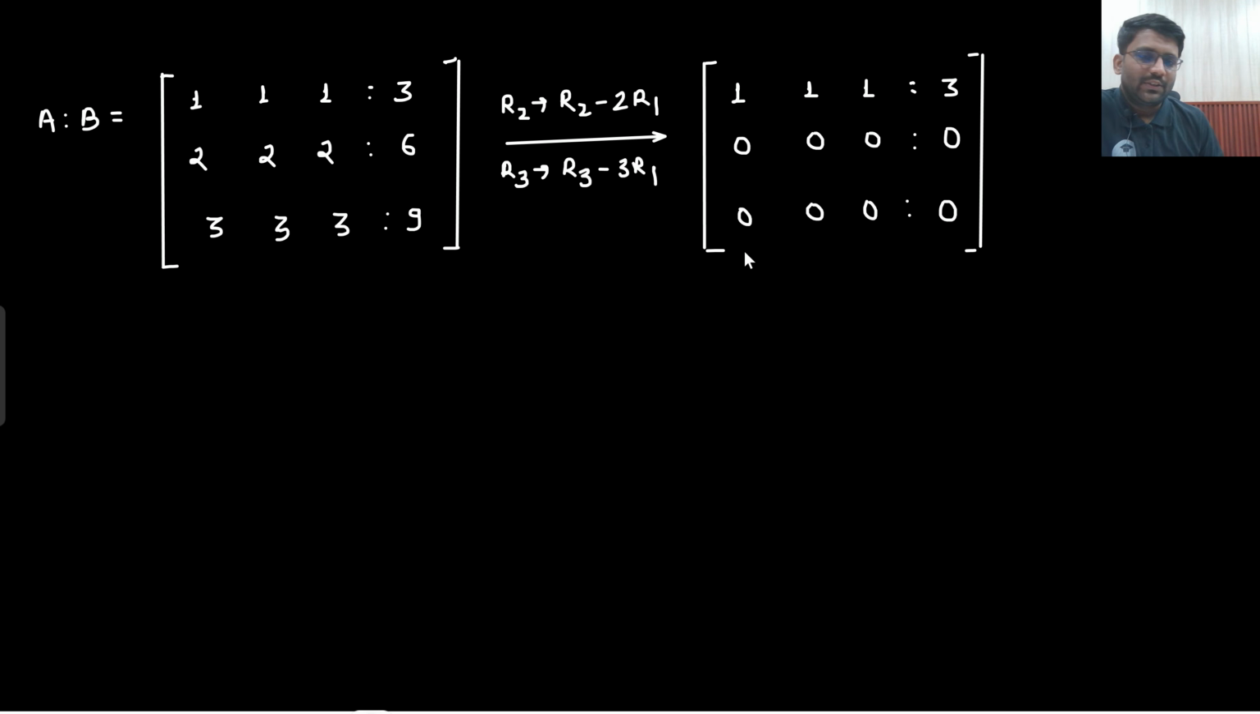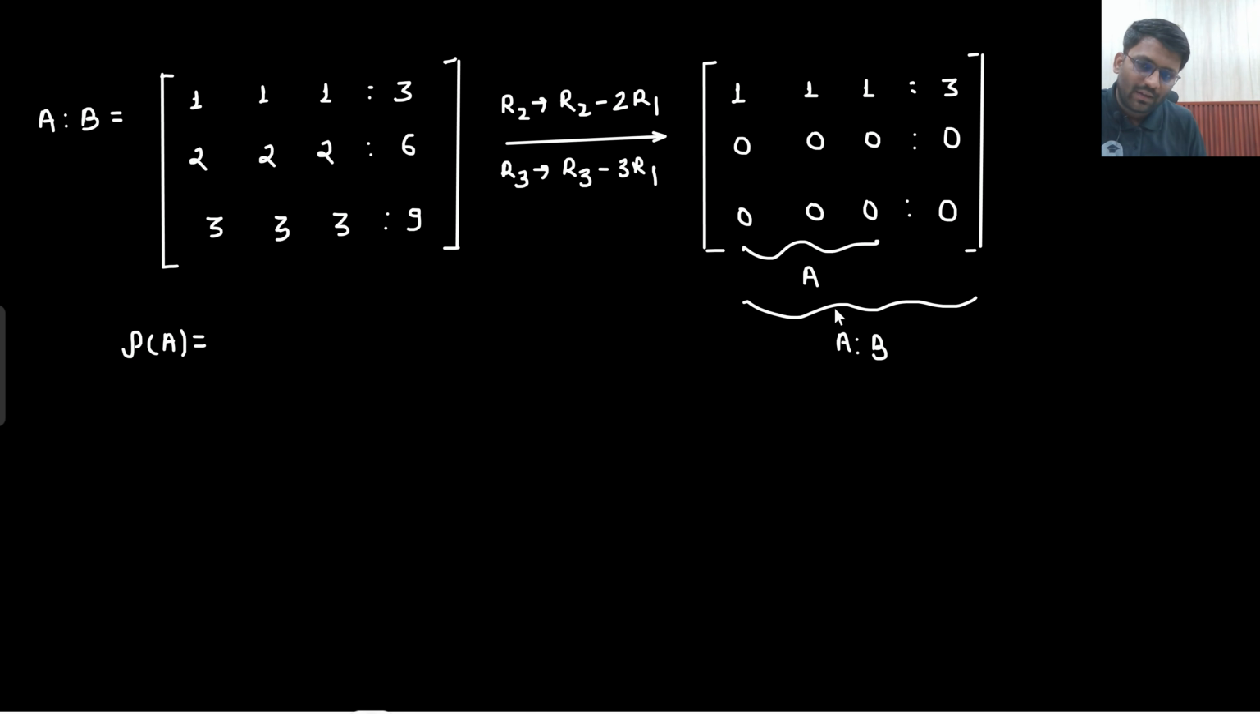What do we see here? This was your A and this was your A augmented B. So what is the rank of A you are getting? For rank of A, only this much part I need to see. How many non-zero rows do you have? Only one. What is the rank of A augmented B? This much part I need to see. How many non-zero rows do you have? Only one.